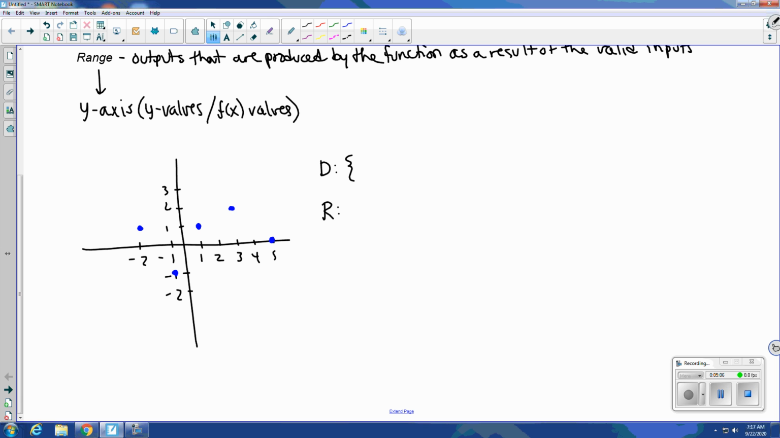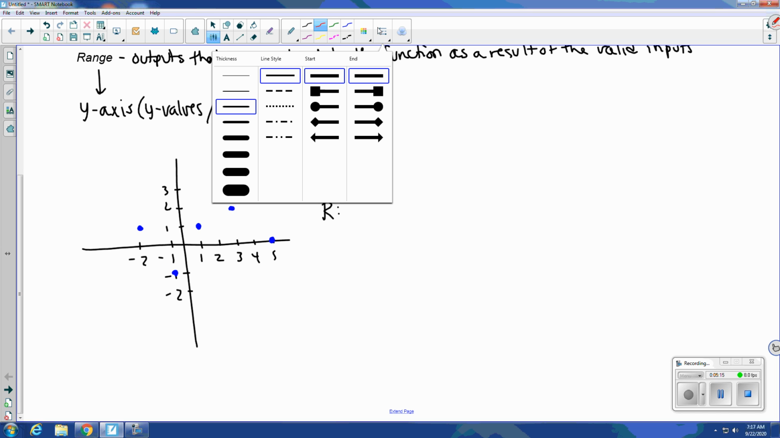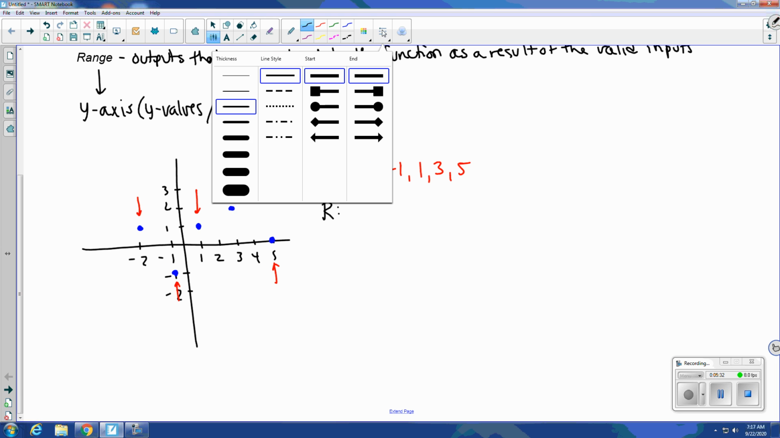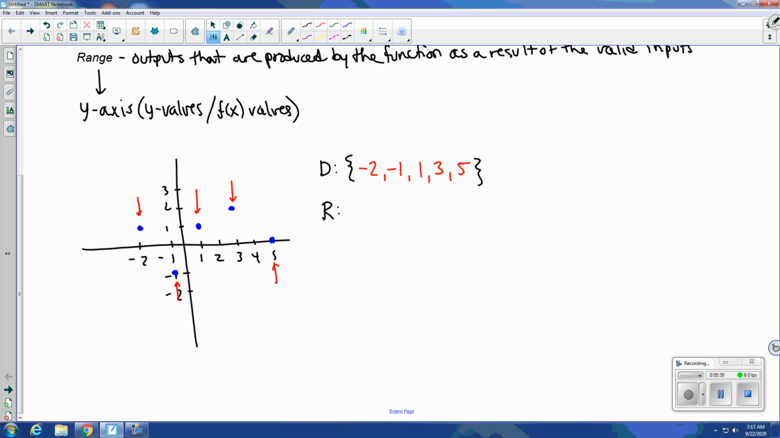Domain, remember, are the inputs, so that's going to come along our x-axis. What x values are included in these points? Well, we have -2 here, we have -1, we have +1, 3, and 5. So my domain is -2, -1, 1, 3, and 5. I'm going to put braces around these numbers, and that shows that I'm just listing individual numbers. There's no range showing, so I'm not including values between -2 and -1, but rather just those individual numbers.